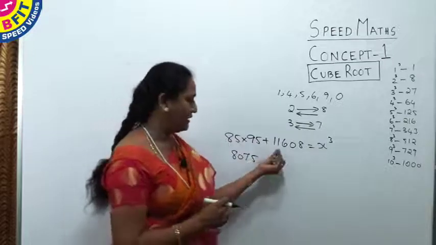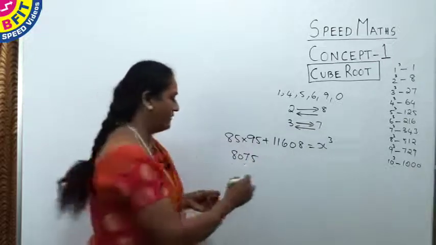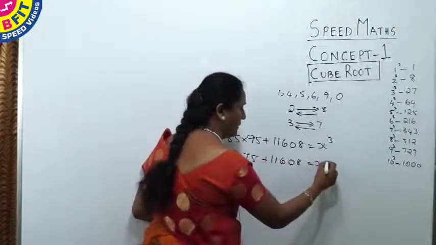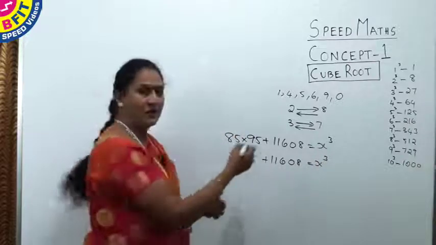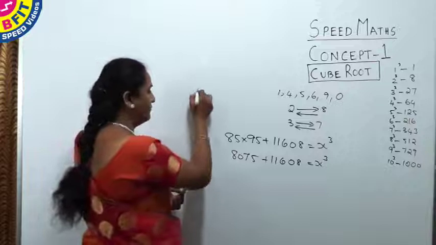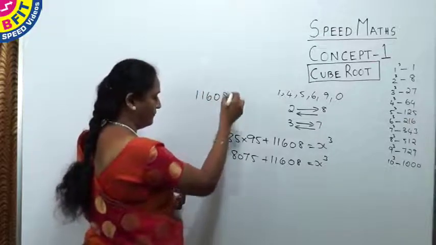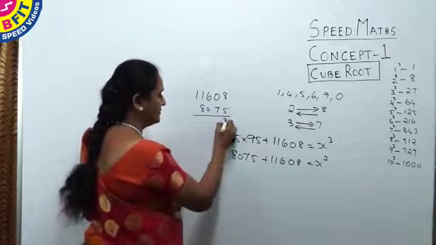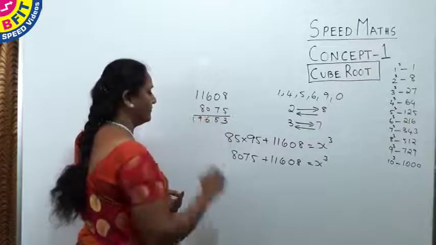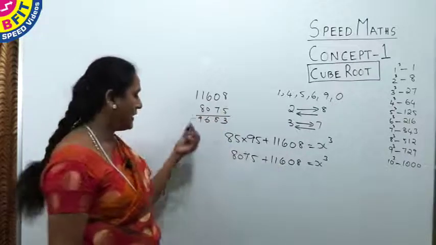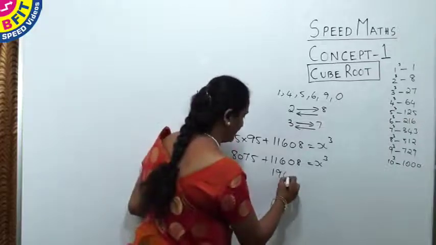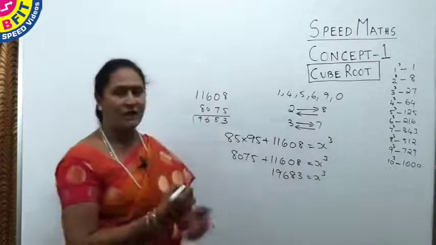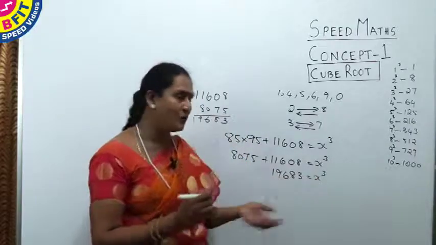And now add 11,608 with 8075. That will be equal to x cube. So what is the sum of 11,608 with 8075? So here the sum is, after multiplying and adding, the value we got is 19683, which is equal to x cube. And now to find the value of x, we just have to find the cube root. So you get the value of x.